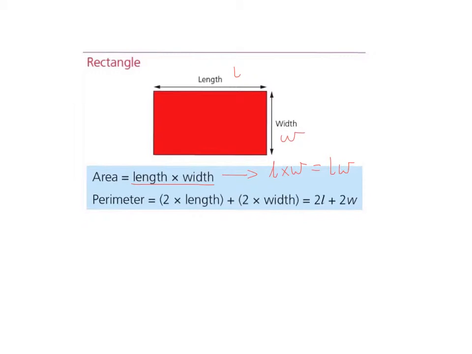Then perimeter is all around it, so we need to add all of them. So we have L plus W plus L plus W. This is the same as 2L plus 2W.